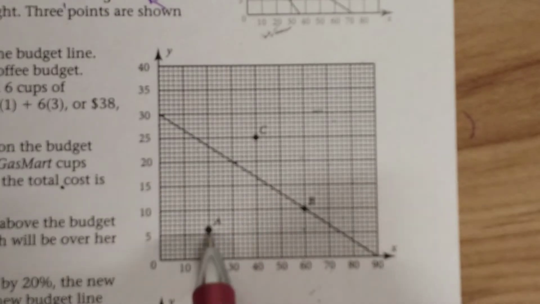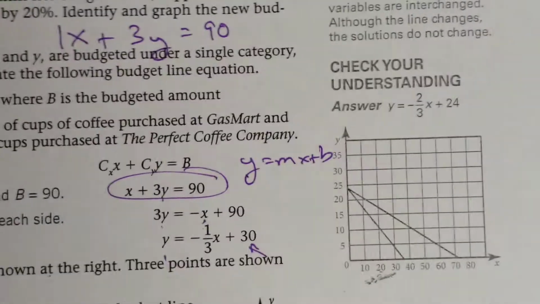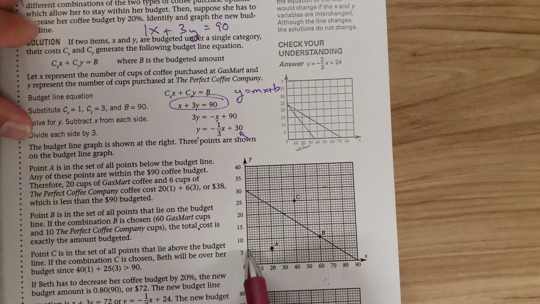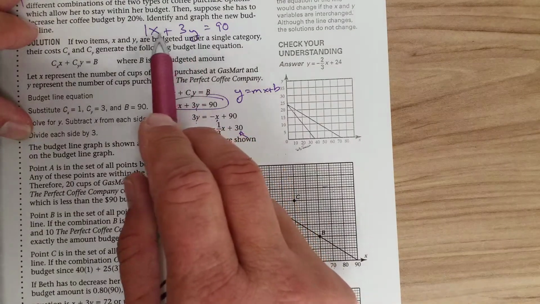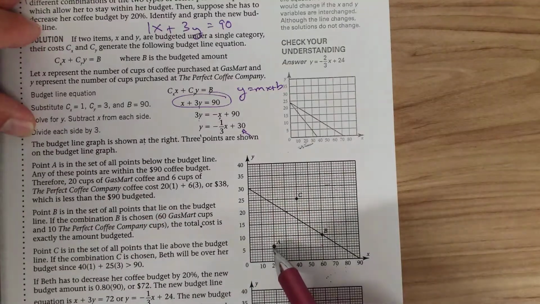So for this point, the X number is 20. So she's going to be spending $20 there. If this is the situation, the Y number is 6. So 6 times 3 is 18. So 20 plus 18 is 38, and that's going to be under her budget. That's why that one's underneath the line.